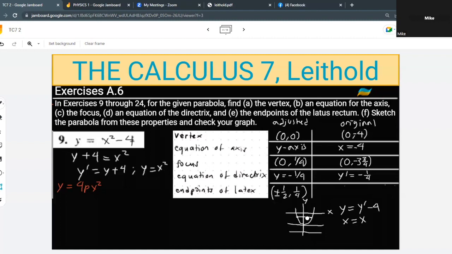So ngayon, whatever we get dun sa adjusted, ibabalik natin sa original using those two equations. So 0, 1/4. So yung y sa original axis is 1/4 minus 4, okay? Yung equation directrix, -1/4. So bakit y prime equals negative yung sa original? So express, yan yung on the primed axis, di ba?